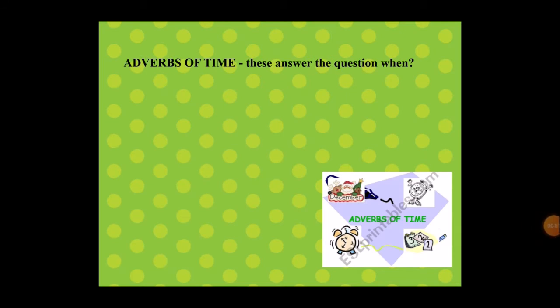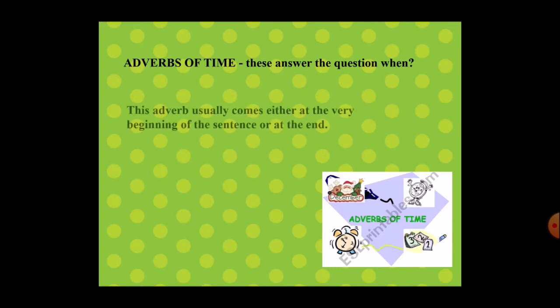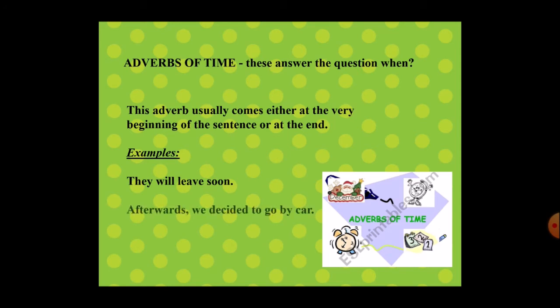Next is adverbs of time. These answer the question when. Adverbs of time tell us when the verb took place. This adverb usually comes either at the beginning of the sentence or at the end. Here are few examples. They will leave soon. Afterwards, we decided to go by car.